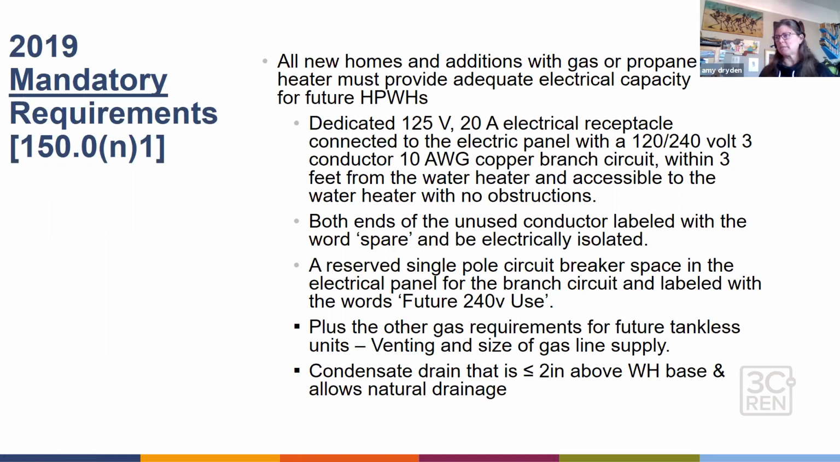125 volt, 20 amp electrical receptacle, but it's got to be connected to the panel with 12/3 conductor, right? So I can do a 30 amp 240 volt system later. And it's got to be within 3 feet of the existing water heater, so it's accessible and convenient. Both ends are labeled. I've got space in the panel reserved for future use. And then there are other requirements consistent with typical water heaters, like the venting for future gas tankless and size of gas line, but I'm not focusing on those. And you have to have a condensate drain.